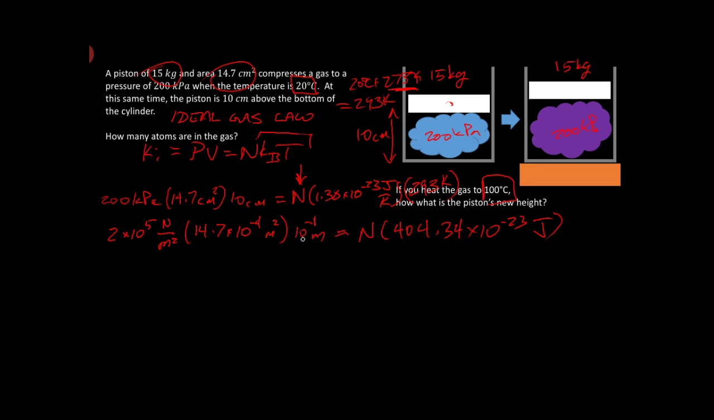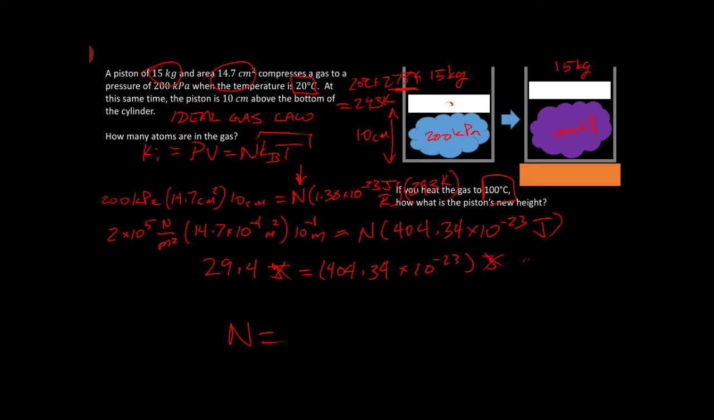Okay, we've only got to multiply 2 by 14.7, so that's 29.4. We have 5 minus 4 minus 1, so it's actually just 29.4 joules here. So 29.4 joules is equal to 404.34 times 10 to the minus 23 joules. So joules are going to cancel, which is good, because what we want is just a pure number.